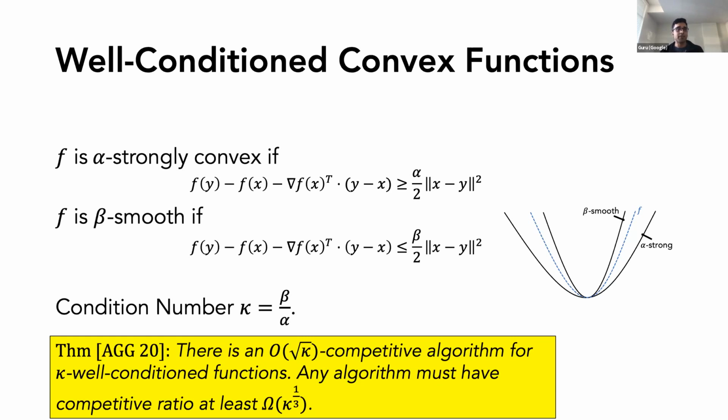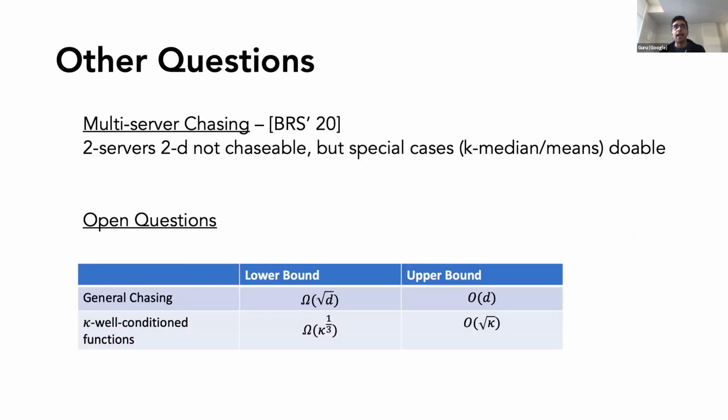Okay, so there's been a lot of recent work on this. And I'll mention maybe one other strand of work. And this was done by Bubeck, Rabani, and Sellke. And what they said was, OK, maybe you're looking at convex function chasing where one point is moved. What they consider is rather, what if you have multiple points? And what they showed is that even with 2 points and 2 dimensions, you can't really hope to do better. But if your functions come from some special classes, like k-means or k-medians, then this becomes tractable.